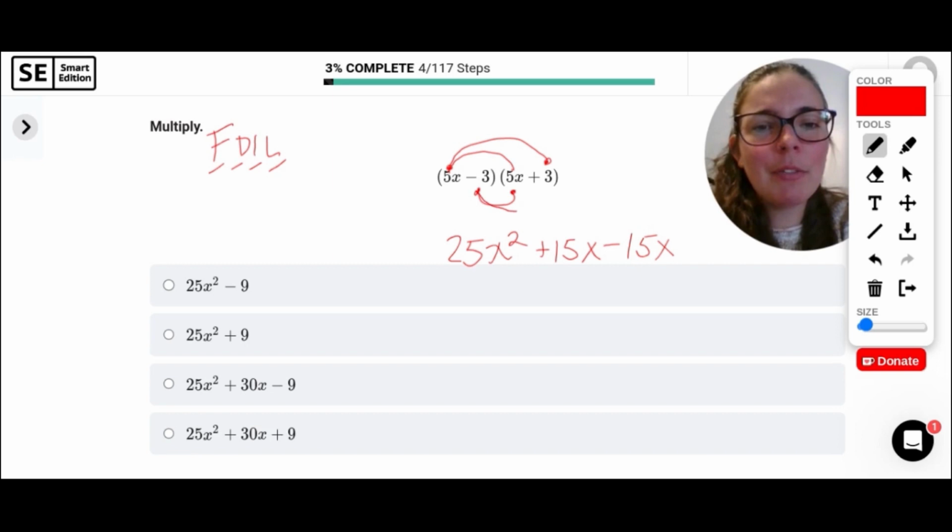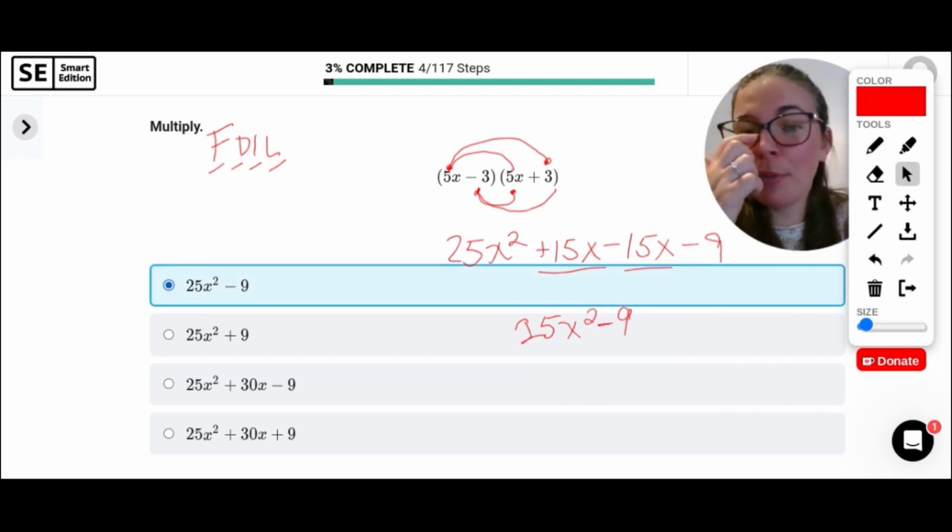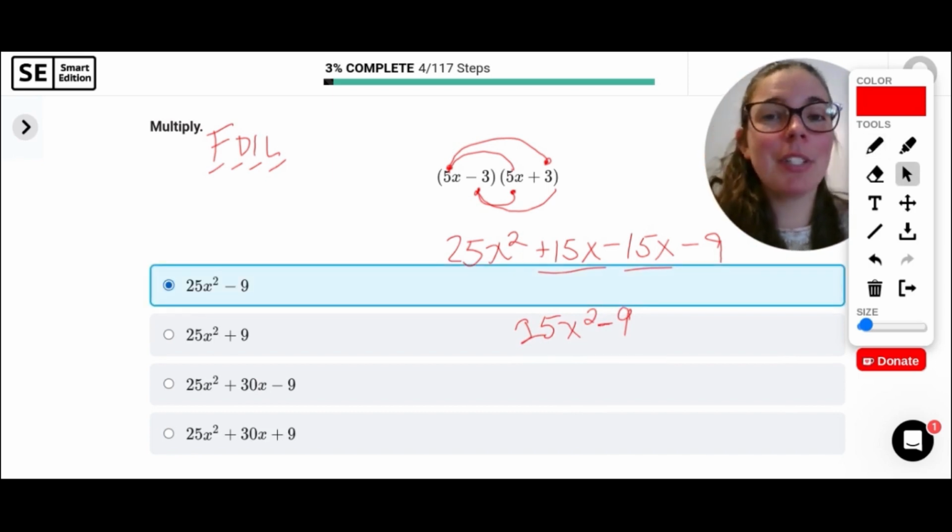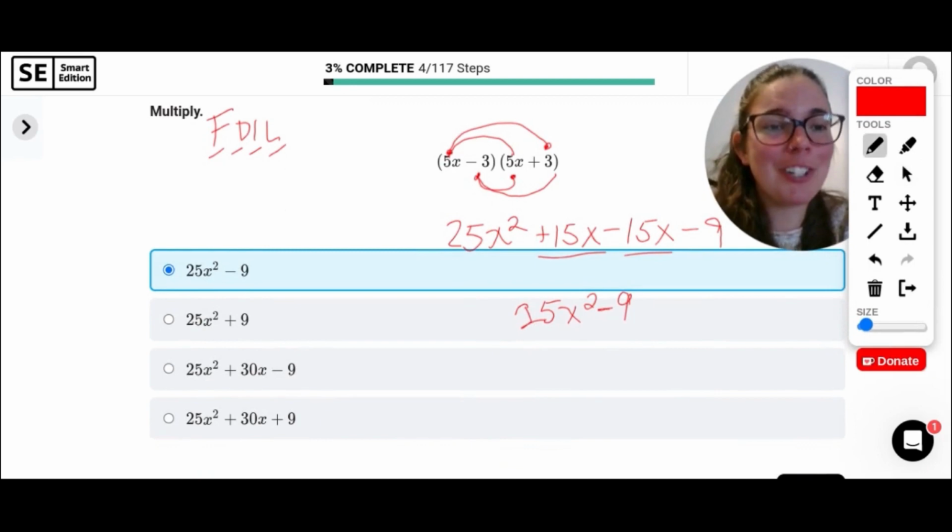And then negative 3 times 3, last would be the last term in each set of parentheses. So this would be minus 9. And then all I have to do is combine like terms. It looks like positive 15 and negative 15 will cancel out. So I'm just left with 25x squared minus 9. And if you remember from factoring using the difference of perfect squares method, you get a conjugate pair. The middle term cancels out. You might have been able to see from the question that that was coming. So that could help you narrow down your options as well.